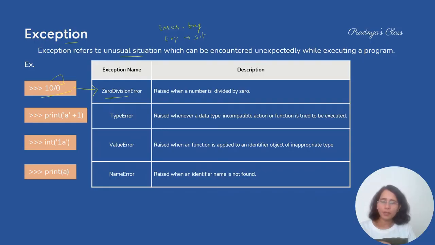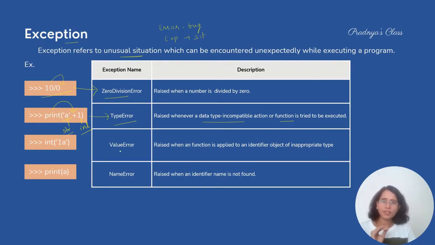There is one more type of exception, that is TypeError. It will be raised whenever a data-incompatible action or function is tried to be executed. So what does it mean? Let's try to understand with an example. Here I am trying to add one string value and an integer value, which are data type incompatible. We cannot add a string and an integer value, so I will get this error, TypeError.